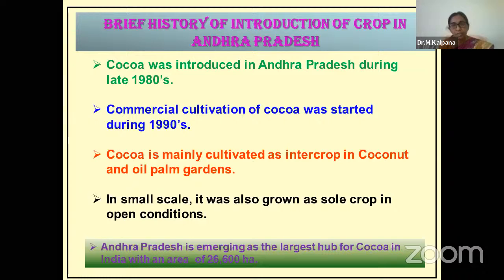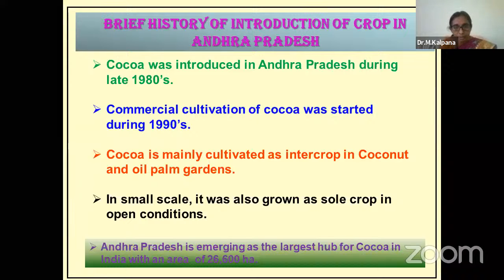I already told you it was introduced in the late 80s, but commercial cultivation only started in the year 1990. This crop was introduced in the West Godavari district of Andhra Pradesh. The farmers brought this crop in the early 80s and planted it as an intercrop in coconut gardens, but its commercial cultivation started only during the 1990s. In Andhra Pradesh, it was mainly grown as an intercrop in coconut and oil palm gardens. In recent years, cocoa has been tried as a solo crop in some farmers' fields.